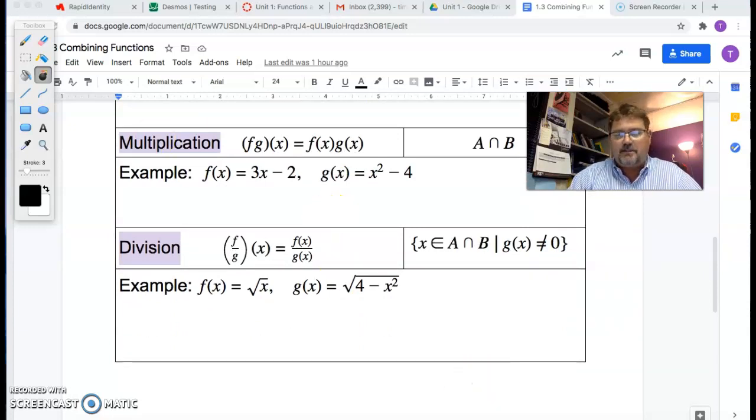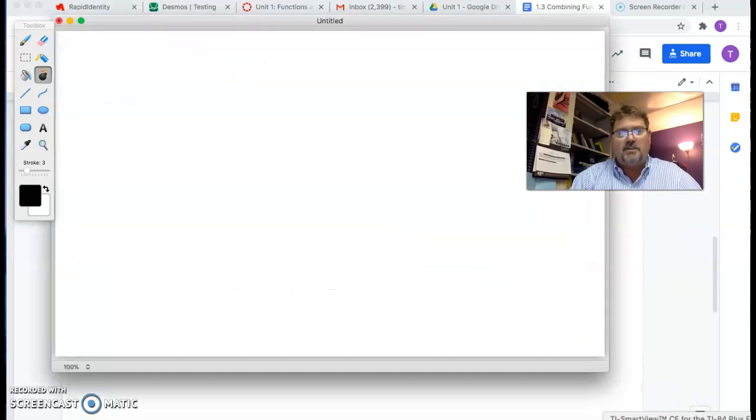Next, we'll take a look at a product. F times g of x is equal to just simply that times this. Again, before we go any further, it's the intersection of their domains. Well, the domain's all reals, the domain's all reals, so your domain will be all reals. So we're not going to worry about domain here. Let's just do the operation. We'll use their notation.